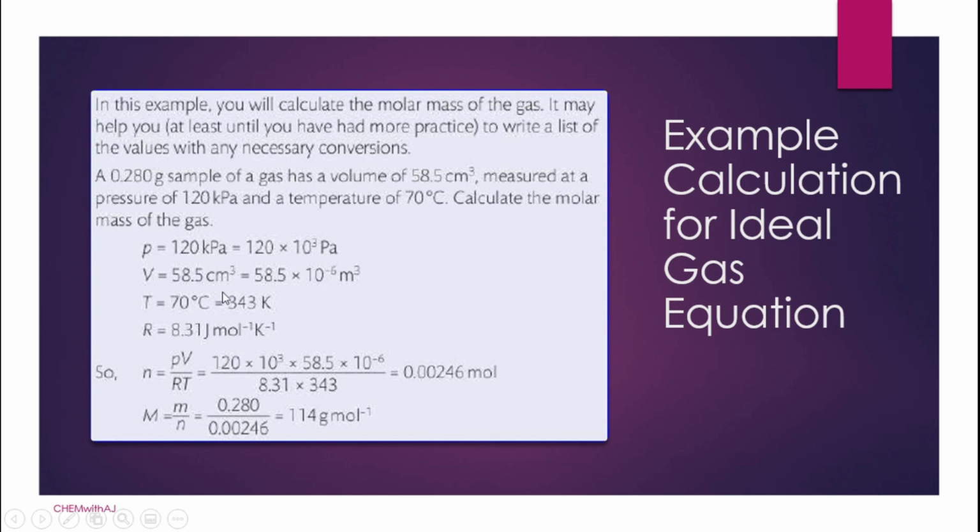Then all we have to do is substitute the values in the correct units: pascals, meter cubed, Kelvin. Then we get the answer in moles, so this many moles of the gas we have. To find the molar mass of that gas, we rearrange the mole equation to give molar mass equals mass over amount in moles. The mass they have given us is 0.28 grams, divided by the moles we just found using the ideal gas equation. Dividing mass by moles, we get 114 grams per mole as the molar mass of the gas.